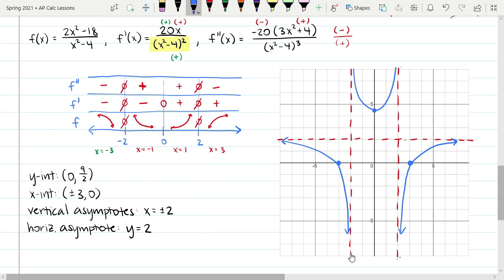Notice it has all of the behaviors that we needed. Now, there's two things that we haven't found yet that we will be asked to find. Does this function have any relative extrema? Well, remember, relative extrema, we are looking for places where f prime changes signs. And in this case, we have f prime going from negative to positive at x equals 0. So remember, if f prime changes from negative to positive, then that means we have a relative minimum. So we do have a relative minimum at x equals 0, and the y-coordinate for that we already know is 9/2. There is no relative maximum.